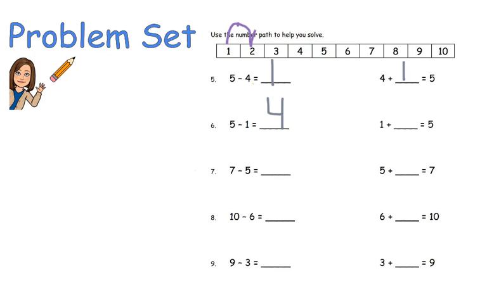Okay. Now let's look at the addition. 1 plus something equals 5. Well, let's see. How do we get from 1 to 5? 1 hop, 2 hops, 3 hops, 4. 1 plus 4 equals 5.